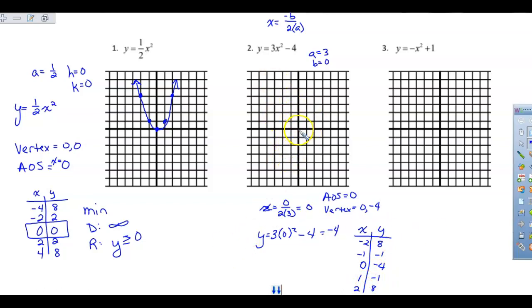Graph it. I have negative 2, 8. I have negative 1, negative 1. 0, negative 4. Whoops, that would be here, because these are going by 2s. 1, negative 1. And 2, 8. So you'll notice this is a very skinny parabola that has a minimum. The domain is all real numbers, and the range is y is greater than or equal to negative 4.